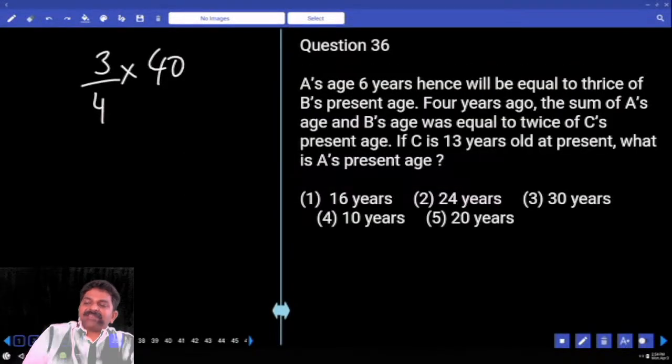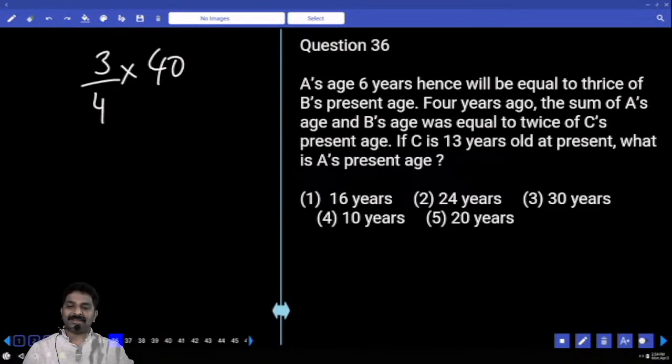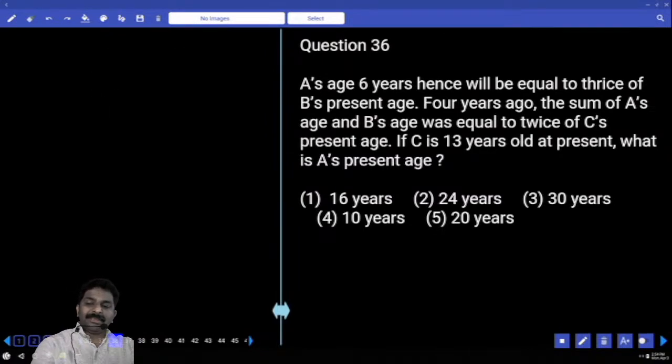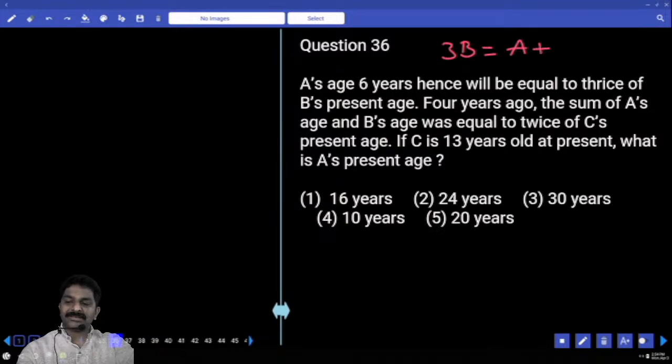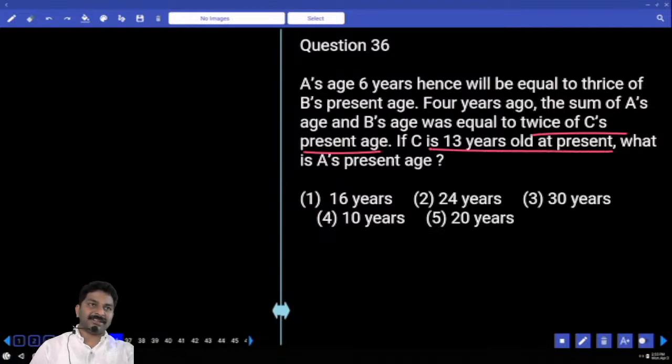A's age 6 years hence will be equal to thrice B's present age. That means 3B is equal to A plus 6. 4 years ago, the sum of A's age and B's age was equal to twice C's present age. C is 13 years old at present. What is A's present age? Twice C's present age, and it is given that C's present age is 13. 2 times that, so 26.